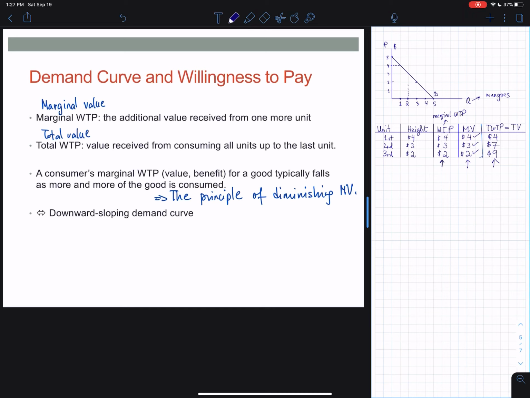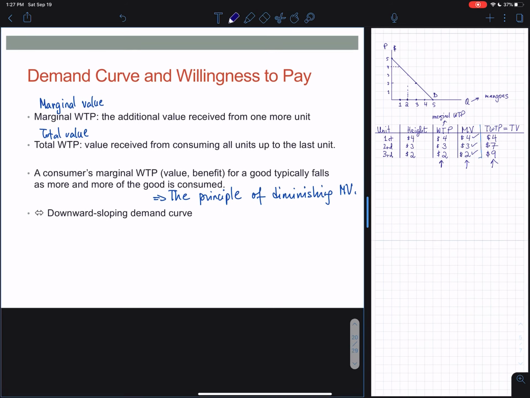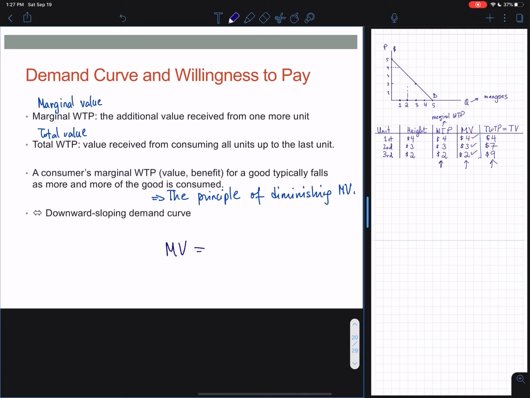You can think whether you can relate to this yourself. The first mango that you eat provides you a certain amount of satisfaction. The second mango that you eat might provide you positive amounts of satisfaction, but not as much as the first mango did. That's what diminishing marginal value refers to. Because marginal value is the demand curve, the principle of diminishing marginal value is the reason behind the downward slope of a demand curve.